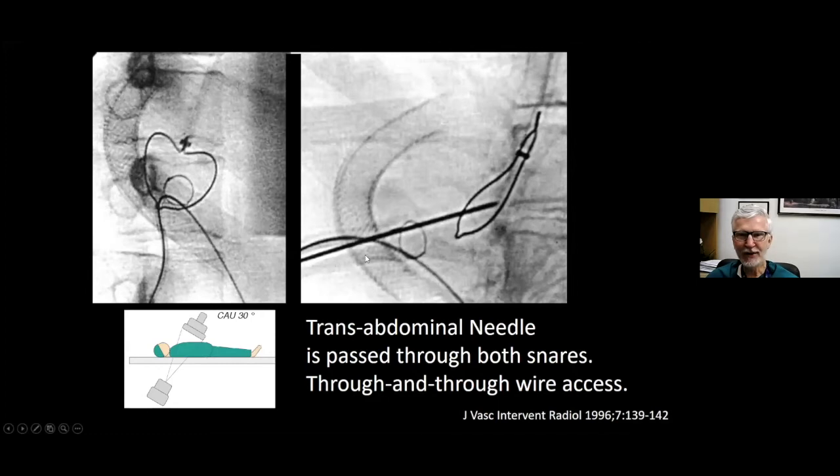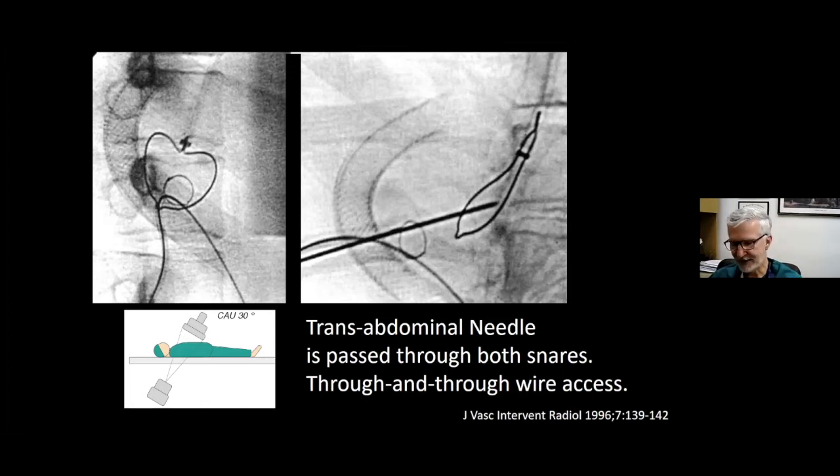Here is the needle going through the portal vein snare, and the hepatic vein snare. And now he's going to put an exchange length guide wire from one vein into the other, snare it, and pull it through the neck. And now he's got a wire going from the neck through the IJ vein, into the hepatic vein, into the portal vein, out through the abdominal wall. And he has very nice through and through guide wire access.